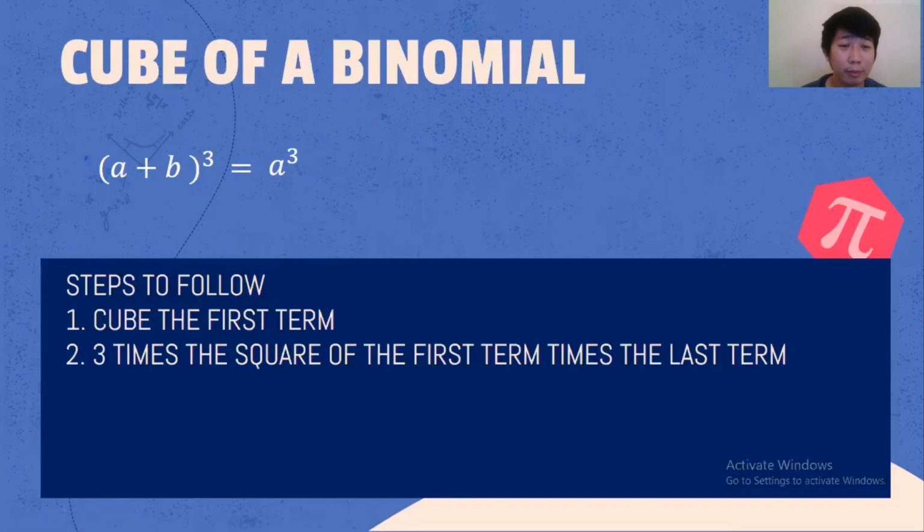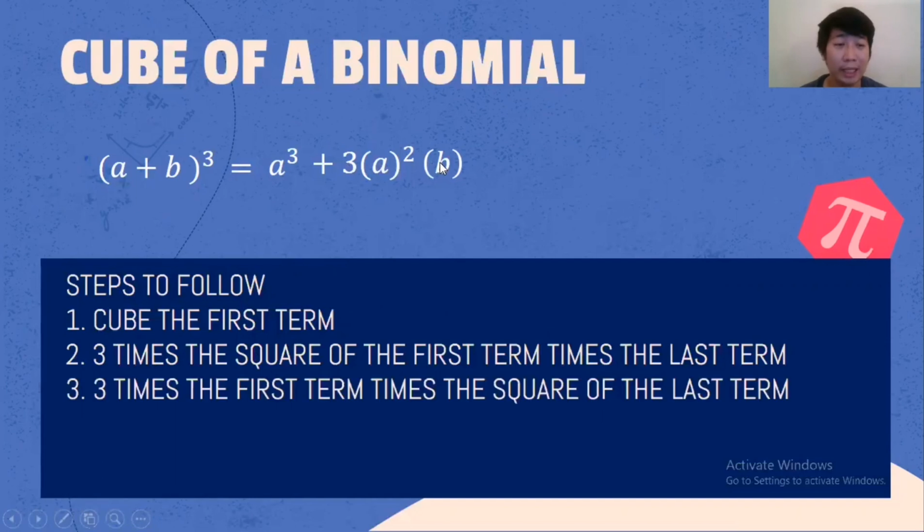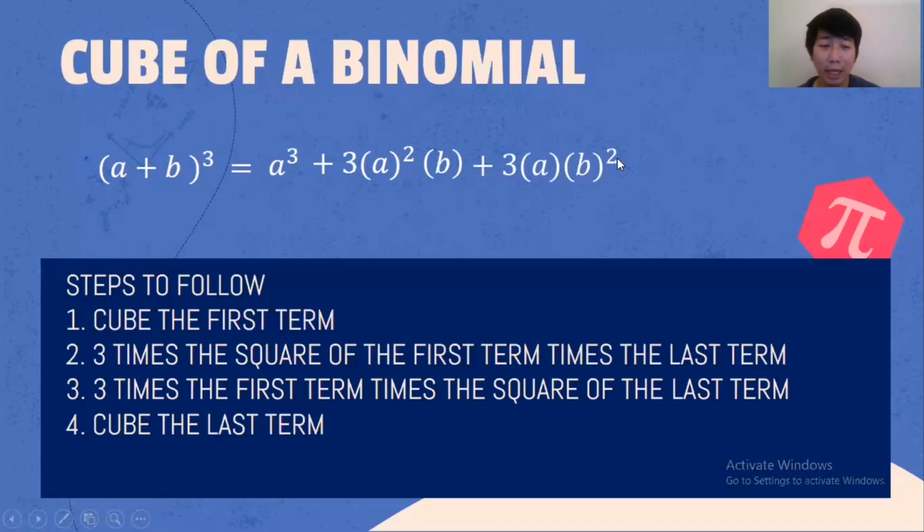The first step, cube the first term. Next step, 3 times the square of the first term times the last term. Next, 3 times the first term times the square of the last term. Next one, cube the last term. b is our last term, so cube the last term.